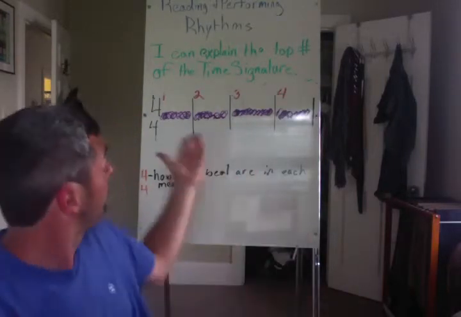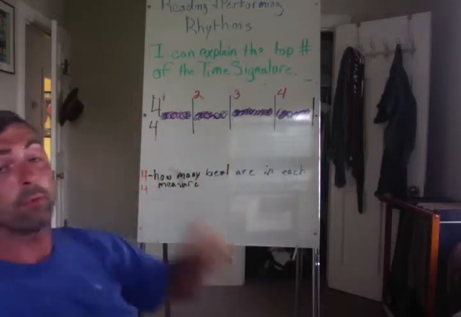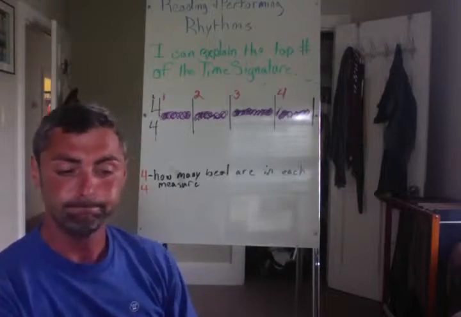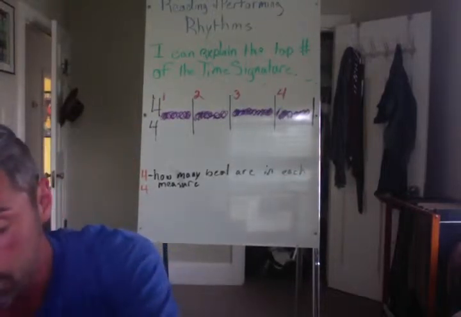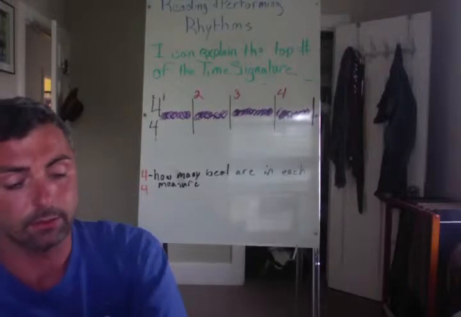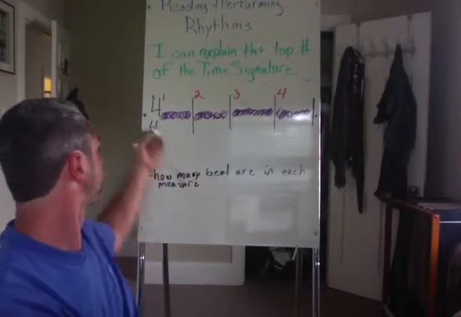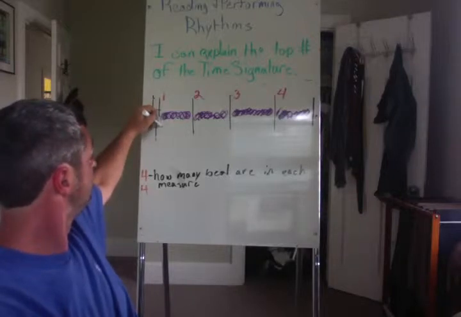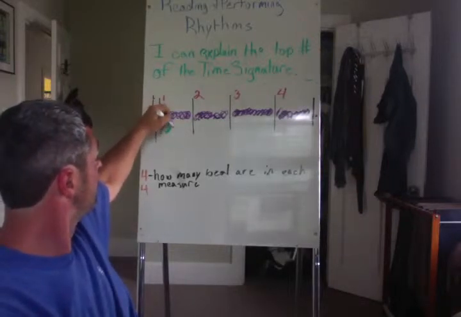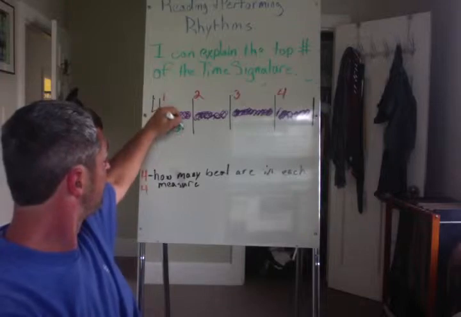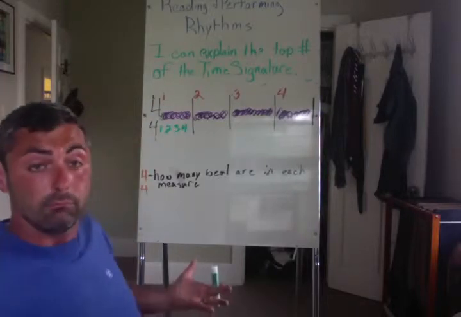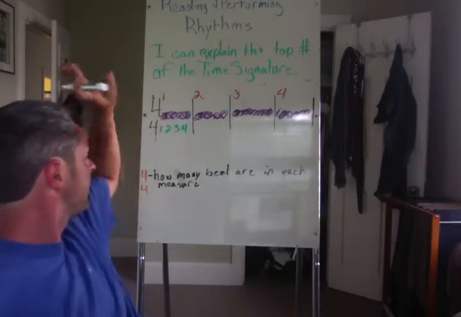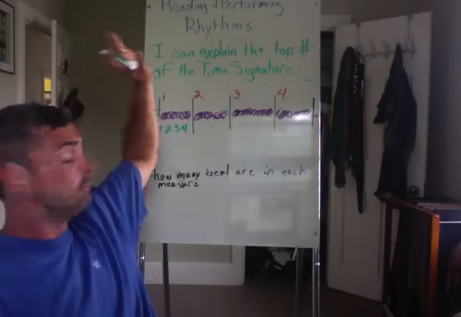So in each one of these measures right here, since the top number is 4, there are going to be 4 beats in each measure. Let me show you. What color? We've got purple, we've got pink. How about green? So, 4 beats in each measure. Here's beat 1. Here's beat 2. Here's beat 3. Here's beat 4. That's where beat 1 happens. Beat 2 happens right there. Beat 3 happens right there. Beat 4 happens right there.